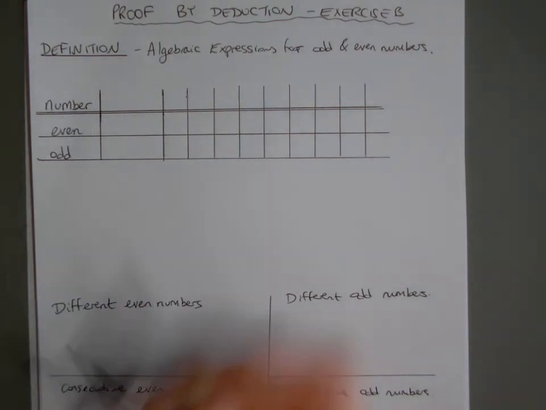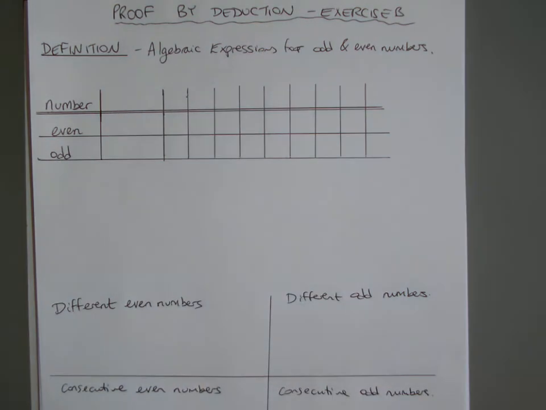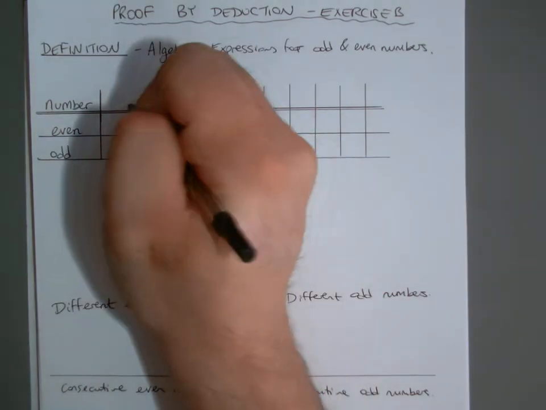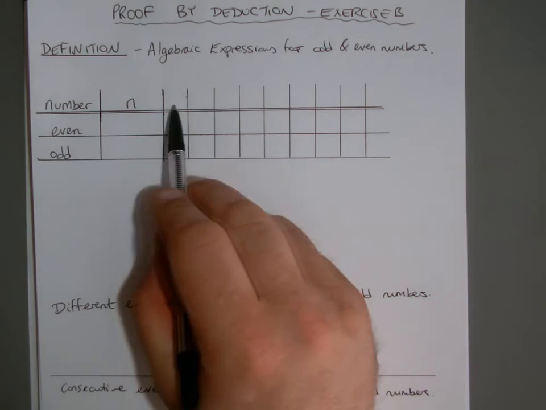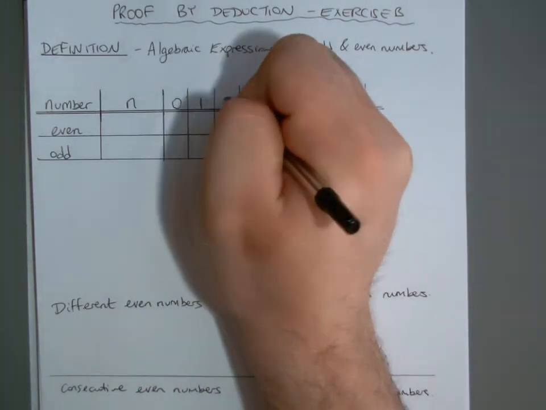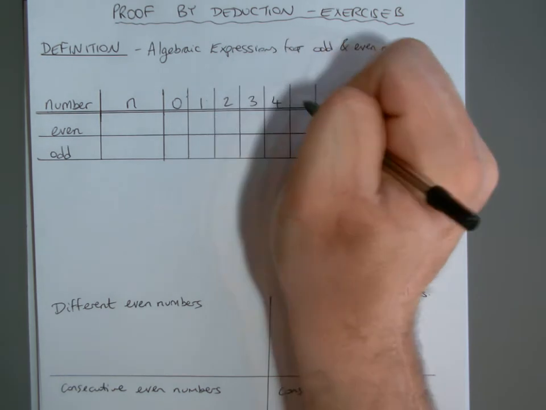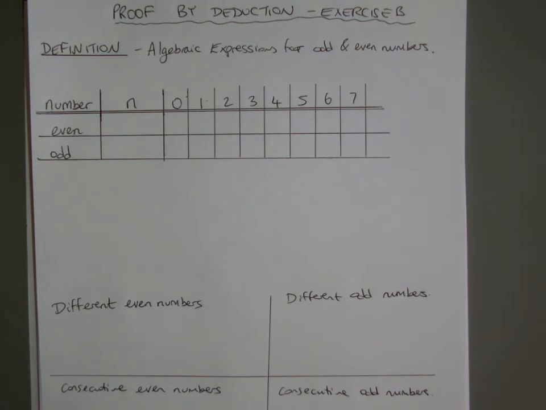We're going to start off with 0, and then increase by 1 each time. These are known as the integers, going from 0, 1, 2, 3, 4, 5, 6, and so on. I'm going to call this n, because n represents numbers. So when n is 0, or 1, or 2, 3, 4, 5, 6, 7, 8, and so on.